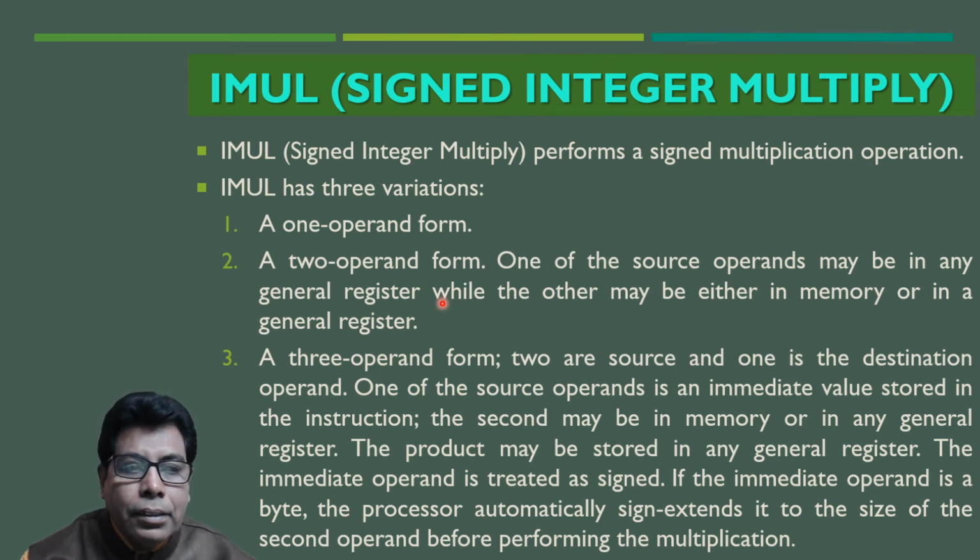And then there is a third form, that is the three operand form. Here two are sources and one is the destination. One of the source operands is an immediate value stored in the instruction, and the second may be in memory or in a general register. The product may be stored in any general register. The immediate operand is treated as signed, and if the immediate operand is a byte, the processor automatically sign extends it to the size of the second operand before performing. In this way, the signed multiplication will be done with the IMUL.